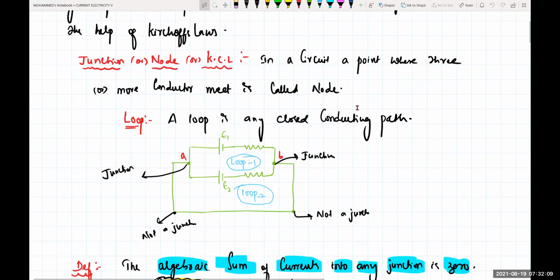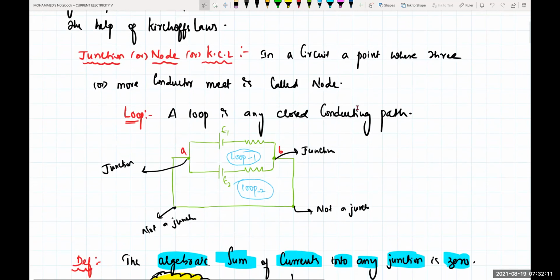Let's see in this diagram. There is one cell here E1, another cell E2, resistance and resistance. This A and B is nothing but, see, this wire is connecting here, one wire. This is the second wire. And this third wire is connecting. So point A is known as junction or node. Point B also, this wire is connecting, this down resistance is also connecting, and this resistance is also connecting. So 3 wires are connecting, that is known as your junction.